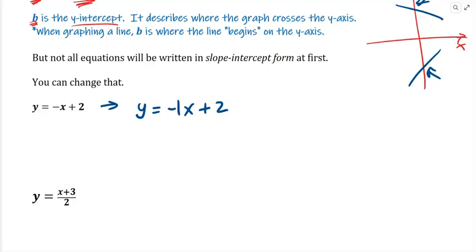So this has a slope then. The slope is -1. So that means that it goes down 1 and to the right 1, down and to the right. And the y-intercept, the b, is 2. That means it crosses the y-axis at 2. All right, now that one was pretty easy. We didn't have to change much at all.